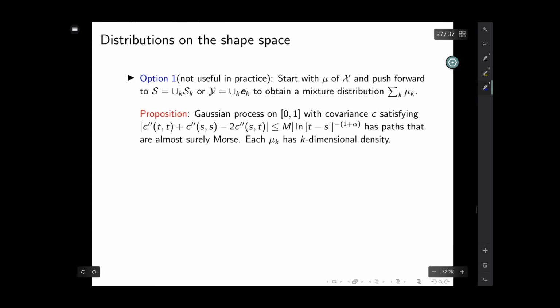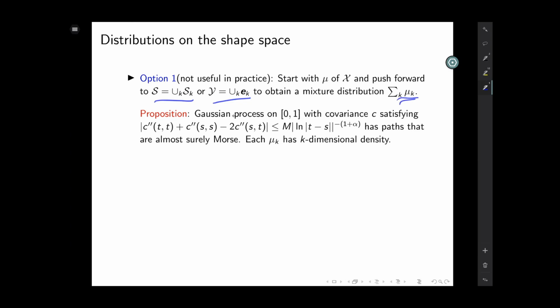Okay. Well, we've looked at the geometrical aspects. Now we want to talk about distributions. We basically have a few options. The first option is not really useful in practice. I start off with a distribution or a measure on the function space, and then I push it down under the map which takes the function to its coordinates, either the polynomial or the extrema. And since this is broken up into many pieces, I would get a mixture distribution.